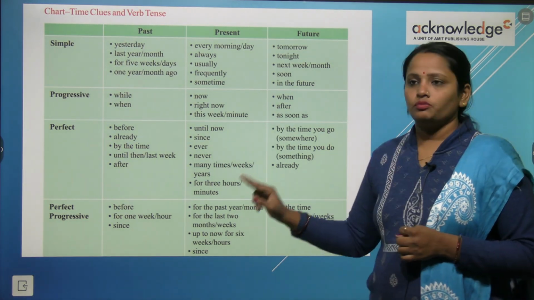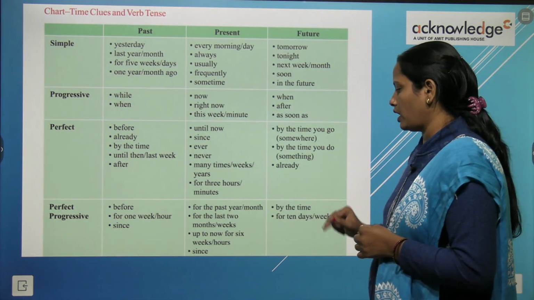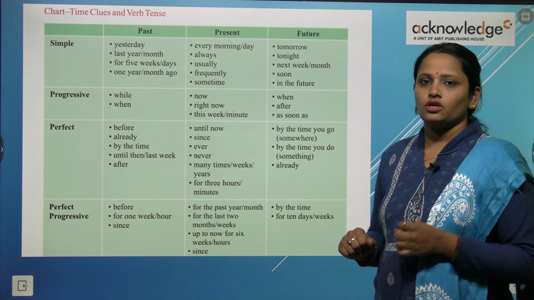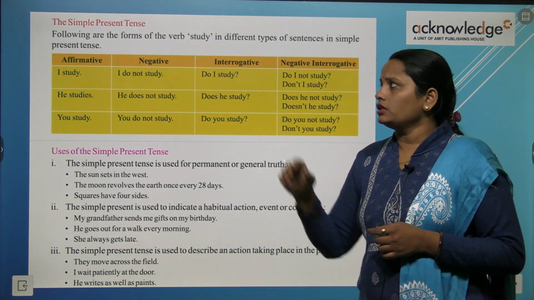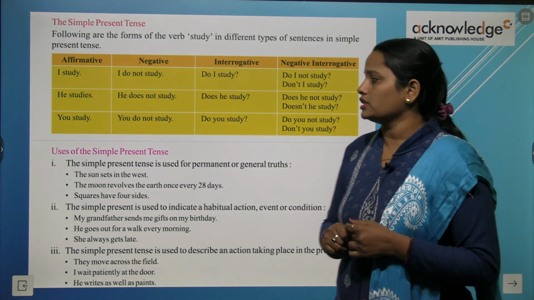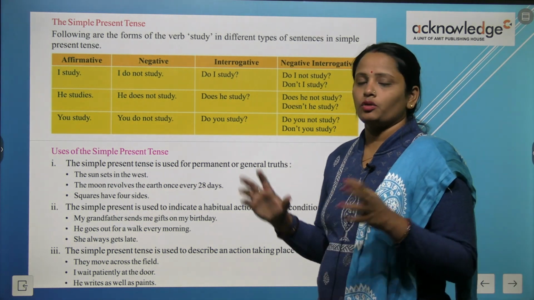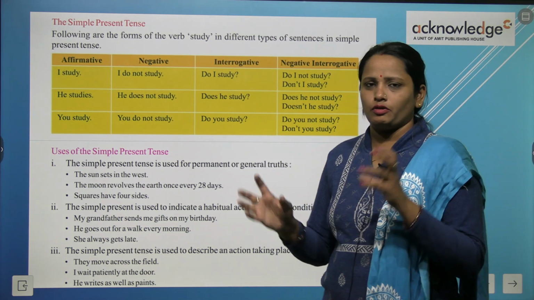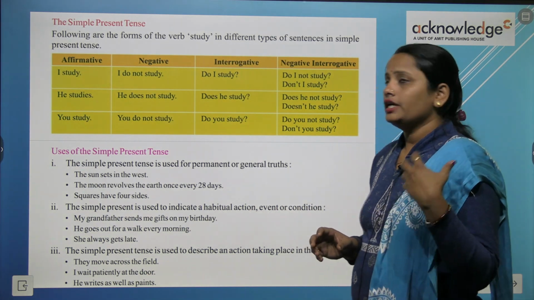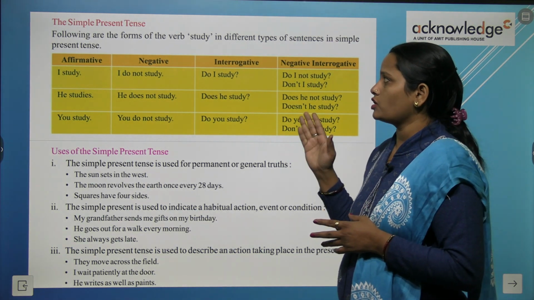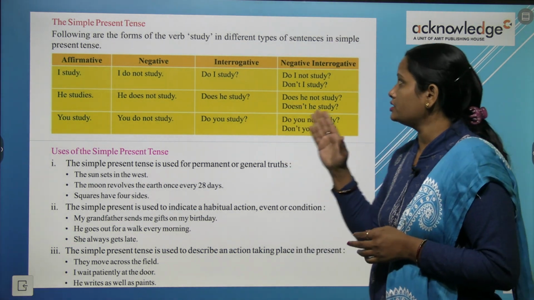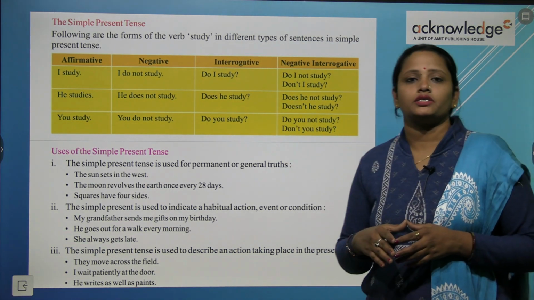Now what did we use in future perfect progressive? By the time, for 10 days or 10 weeks. The simple present tense. Now let's learn about simple present tense. We have just read the charts, about what things we need to follow. Now we will study in detail. So following are the forms of the verb. Study the different types of sentences in the simple present tense.